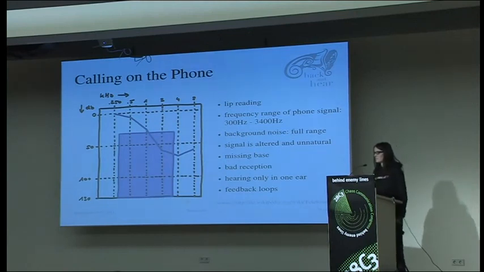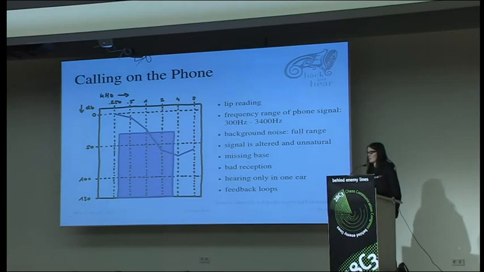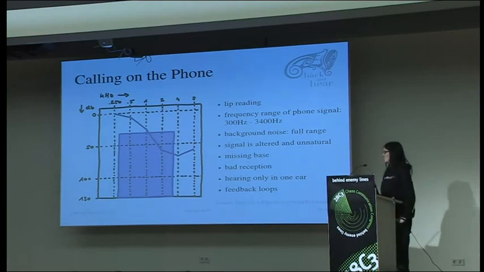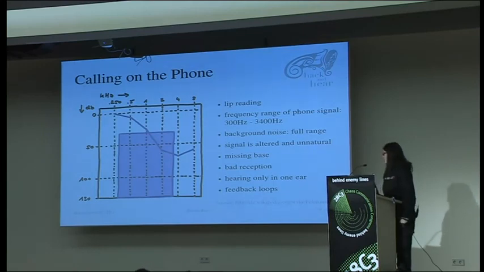Also, the background noise in the room where you are talking on the phone does have the full range, so you actually get background noise in a better quality than the signal from the person you're talking to. Then often the signal is altered and unnatural. Sometimes you have bad reception, and also you hear it only in one ear if you just use a usual telephone. And if you hold it to your ear, you get a feedback loop.